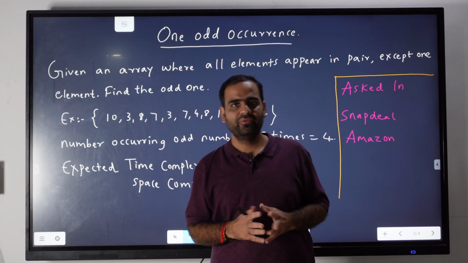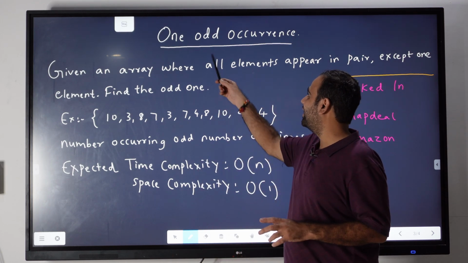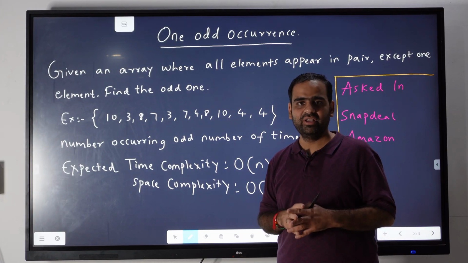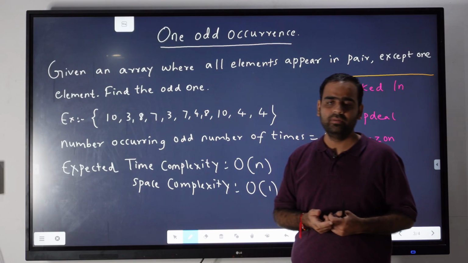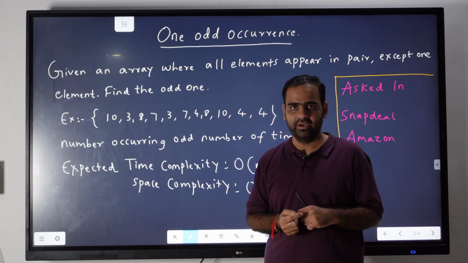Hello everyone, we are given a question to find the one odd occurrence element of the array. In an array, every element appears in pair except the one element.